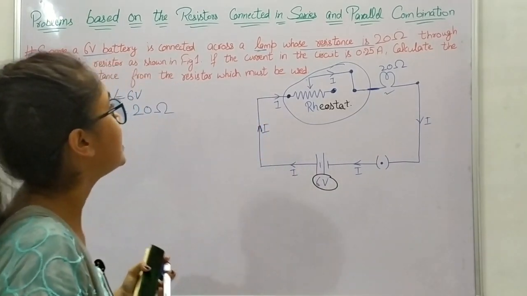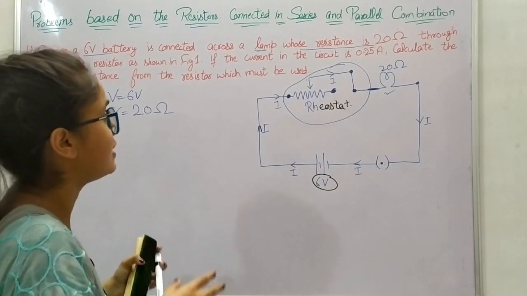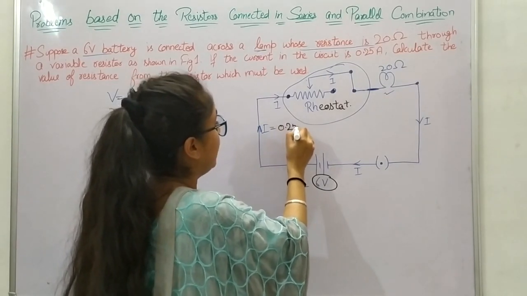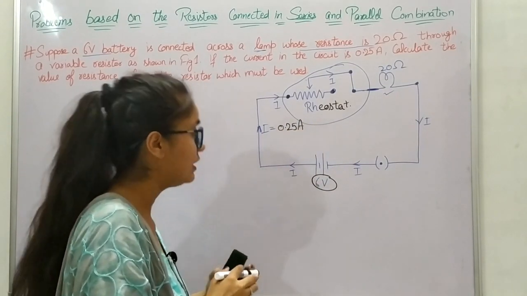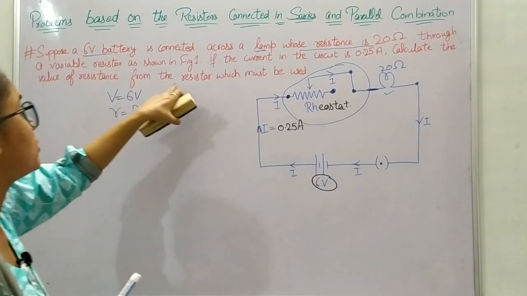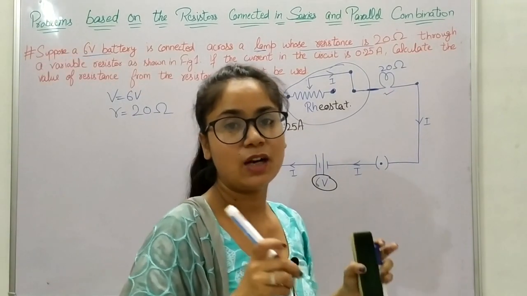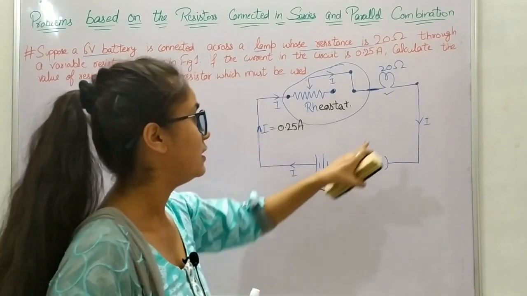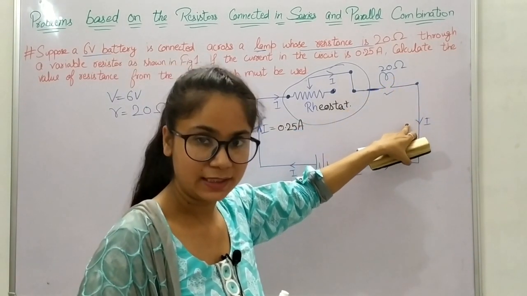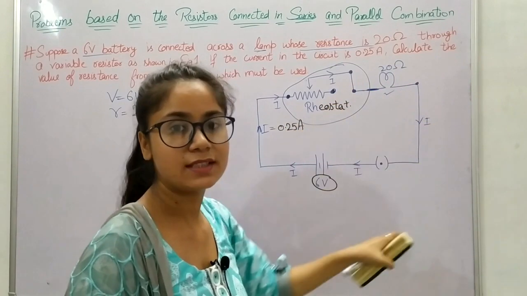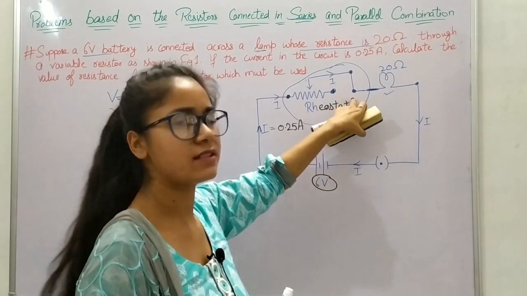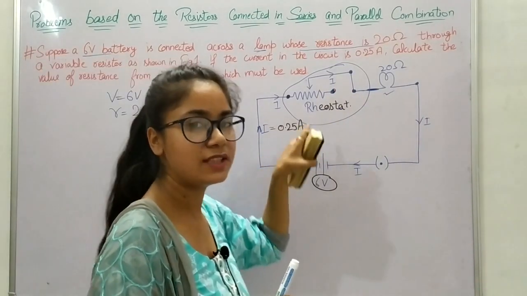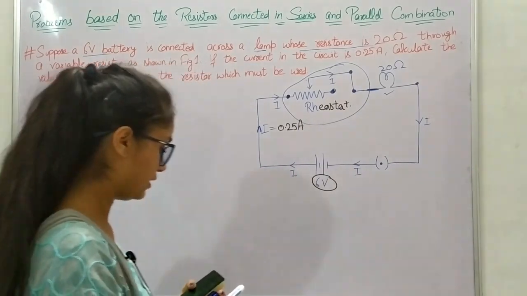So in the second line they say the current in the circuit is 0.25 ampere. We have to calculate the value of resistance from the resistor which must be used. Now which resistor must be used here? Think about it. The resistance here is for the lamp only, but this resistor is for the whole circuit. So I think this resistor must be used, right? So we're going to try to figure out the resistance of this resistor. How are we going to find it out?